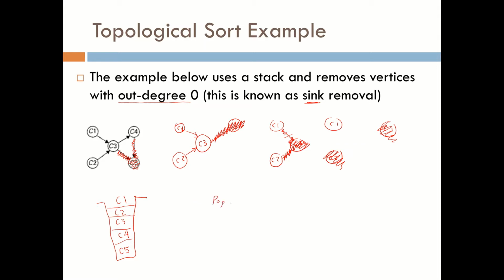and then pop until stack empty. Okay, and output. Okay, so that's just going to reverse the stack, and it will output C1, C2, C3, C4, and C5, right? So this is what we'll end up with as our final output order.